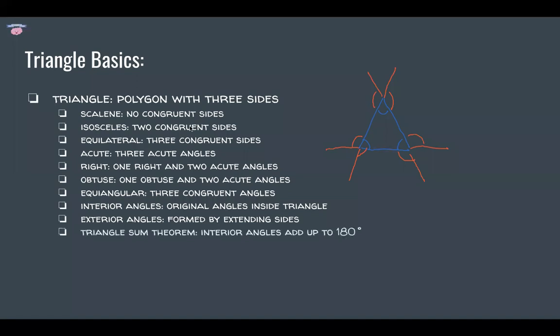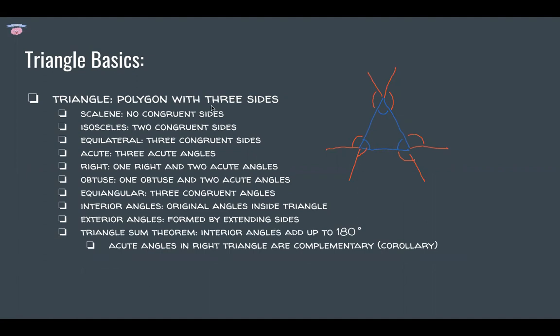The triangle sum theorem, this is what I'm talking about. The interior angles add up to 180 degrees. And this proves that if there are three congruent angles, each of them has to be 60 degrees. We can use algebra to prove it. 3x is equal to 180 degrees since they're all the same. x is equal to 60 degrees.